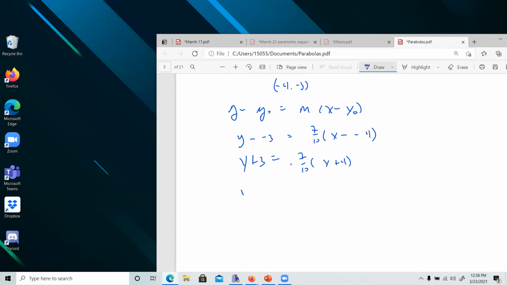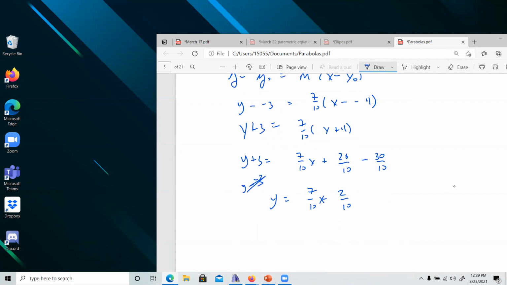So y plus 3 is equal to 7/10 x plus 28/10. I'm going to go ahead and subtract 3. 3 is 30/10, right? So we have y is equal to 7/10 x minus 2/10, since 28 minus 30 is minus 2.